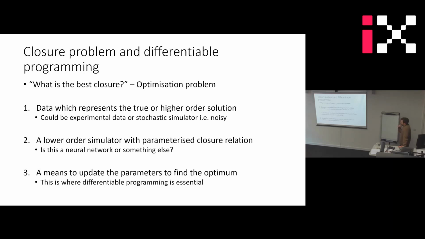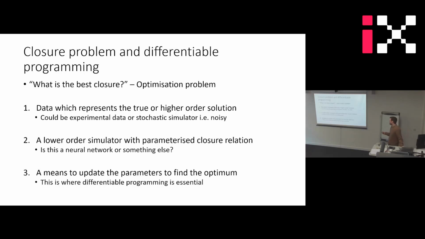We also need the reduced order model, the thing that's got closures in it, but we need a way of parameterizing the closure so that it's learnable. So you might think, oh, we can do this as a neural network, and that's something I've tried, or maybe just something simpler like a power series or a Pade approximant or something like that. But basically, you need your closure relation to be learnable.